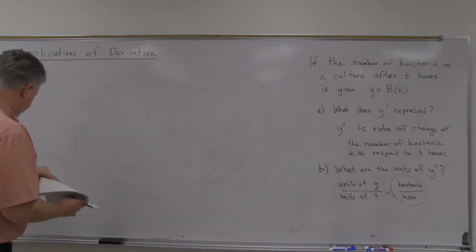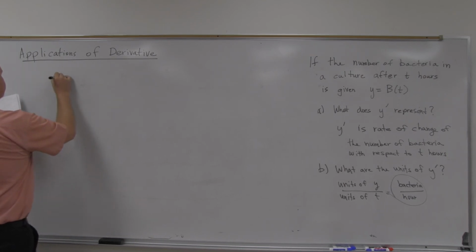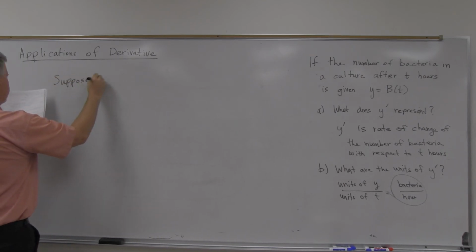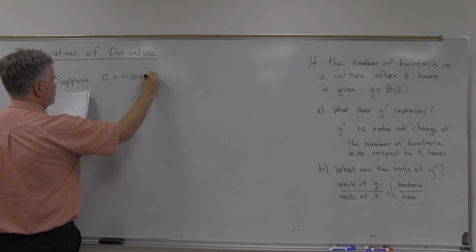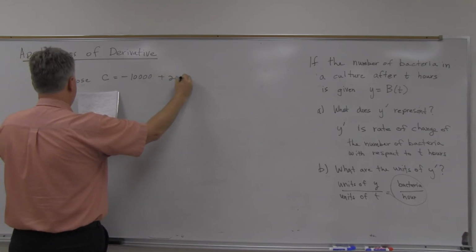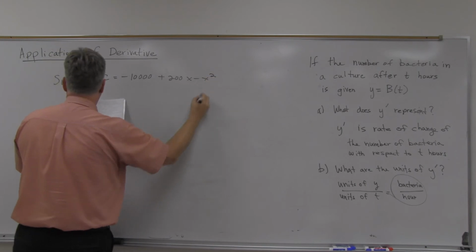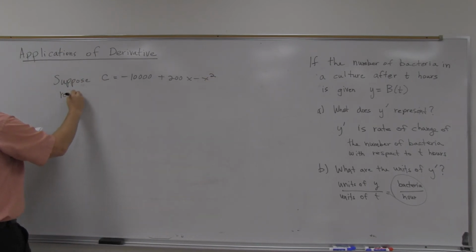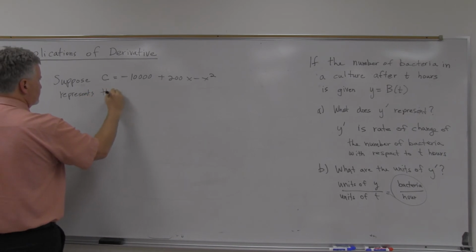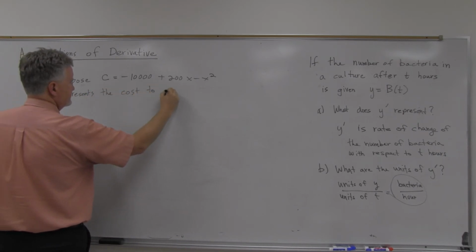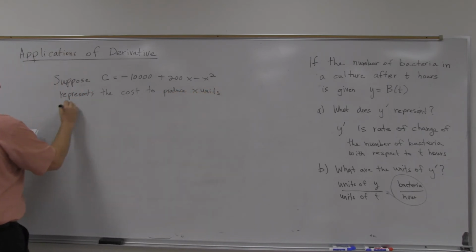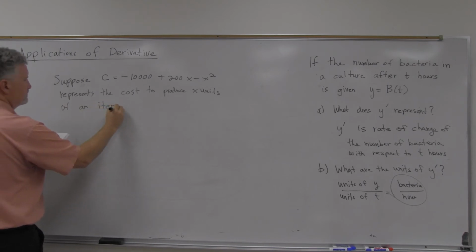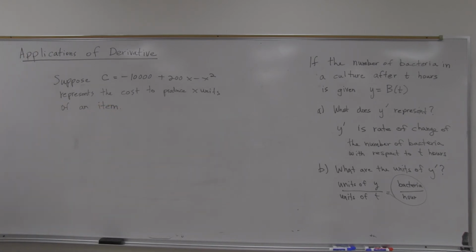Here's another one. Suppose C equals, and I'll put some numbers, C equals negative 10,000 plus 200x minus x squared. That represents the cost to produce x units of a certain item. C represents the cost to produce x units of an item.